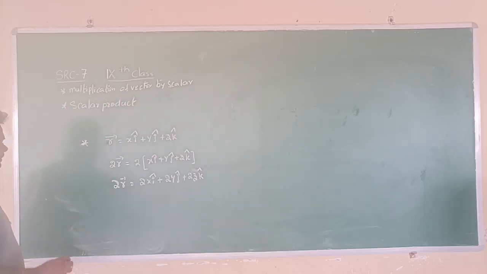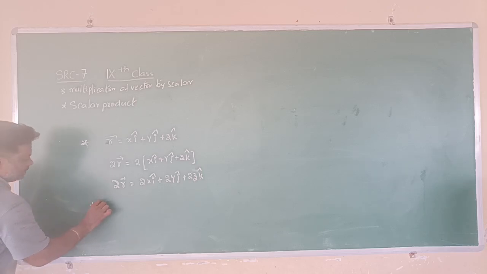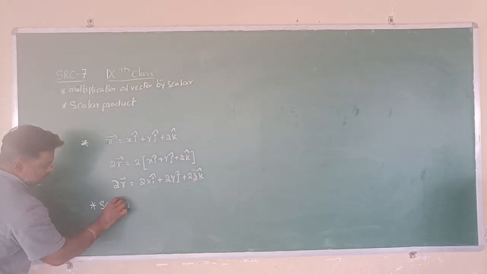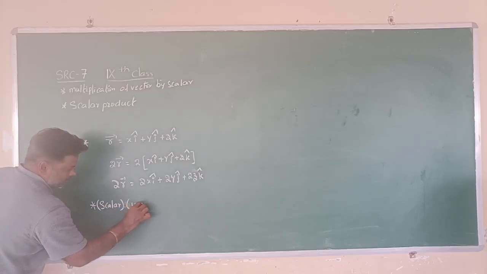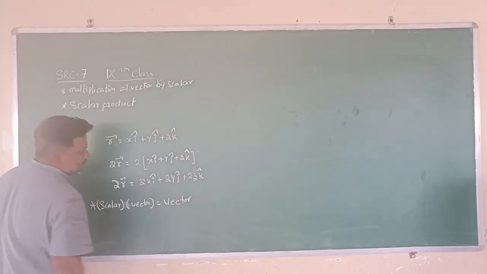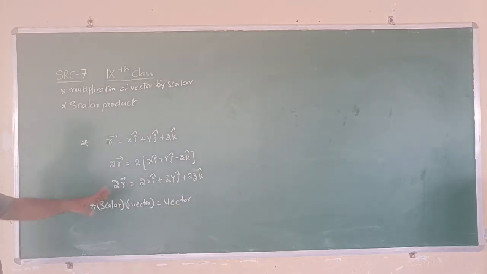So when you are multiplying a scalar with a vector, you will get a vector only. That is what we got here. This is one example, a small thing.